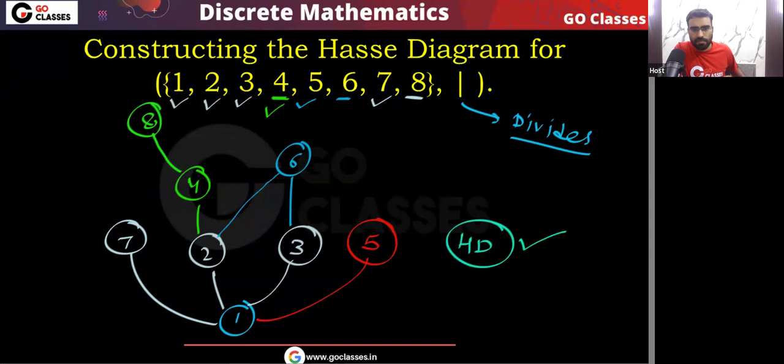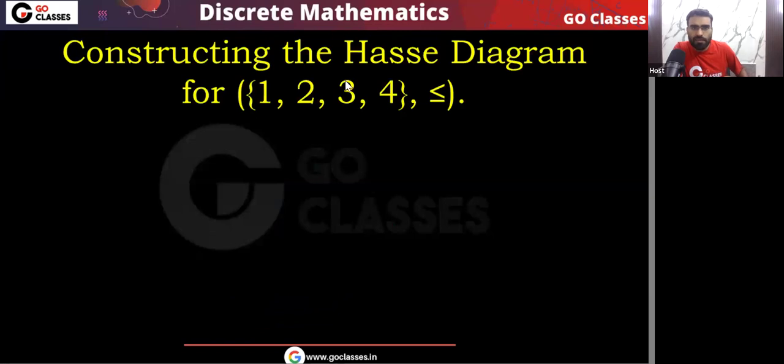Is this clear? Very simple point. Now let's move on. So we have created the Hasse diagram. Now, what is the Hasse diagram for this? Quickly, this is your relation. Your relation is less than or equal to. So start from the bottom. You can see 1 is less than or equal to 2, 1 is less than or equal to 3, 1 is less than or equal to 1, all these things.